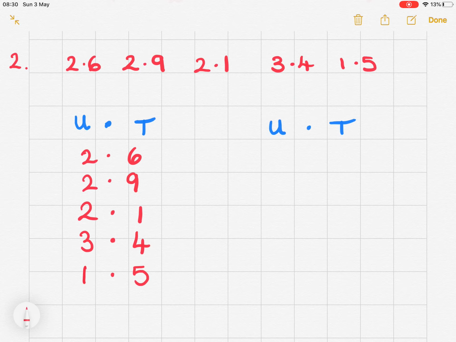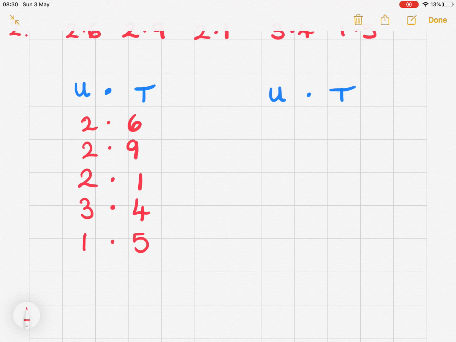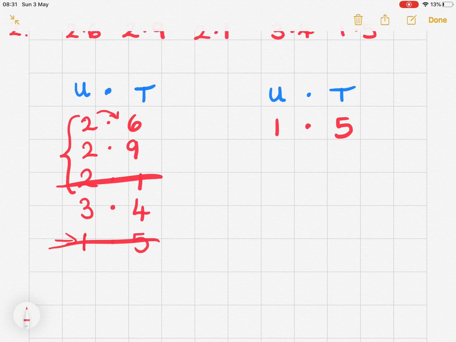Again, looking to go from smallest to biggest. So what we do is we look at our first column and we go down. So we've got 2, 2, 2, 3, 1. Our smallest number there is 1. So that must be our smallest number, 1.5. Excellent. So we can take that off. Then we've got 2, 2, 2, 3. 2 is obviously the smallest number, but we have 3 of those, which means we need to go over to the next column and see what the smallest number is. 6, 9, 1. 1's my smallest number, so that's my next one.